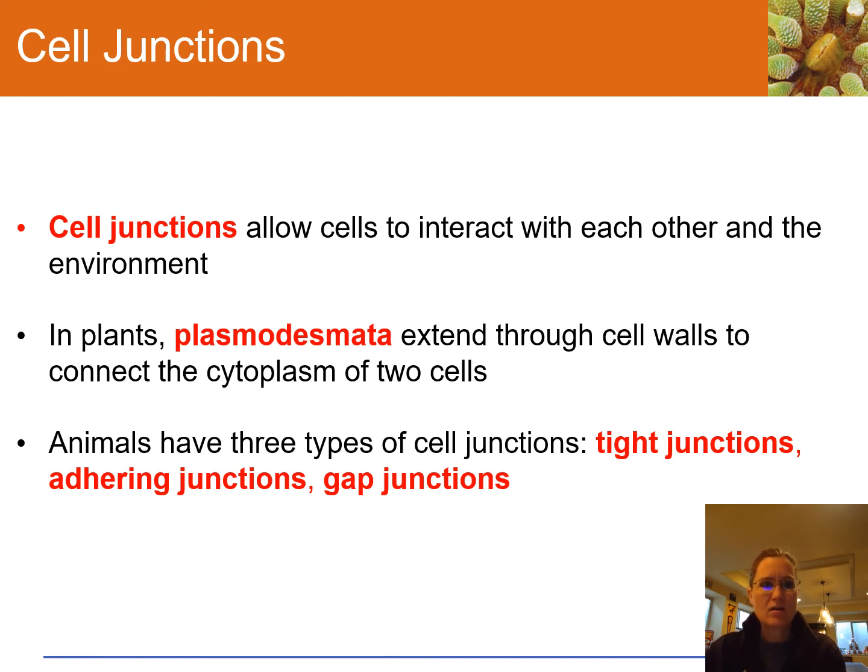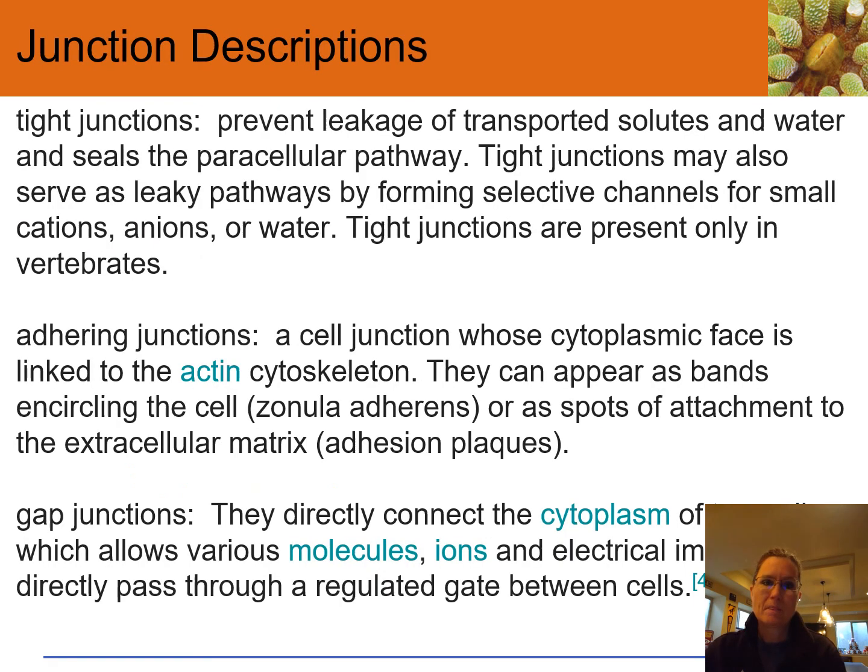And then our cells hook together so that they can pass things between cells. This happens a lot with plants. It happens with us too. And then there are three kinds in animals, and there's one big one in plants called plasmodesmata. For animals, there's tight junctions, adhering junctions, and gap junctions. And so this just talks about the three of those.